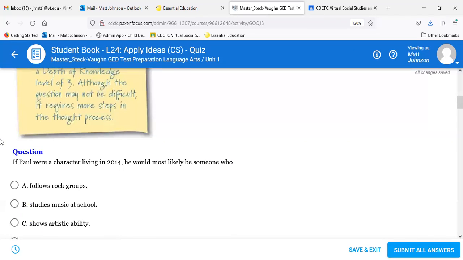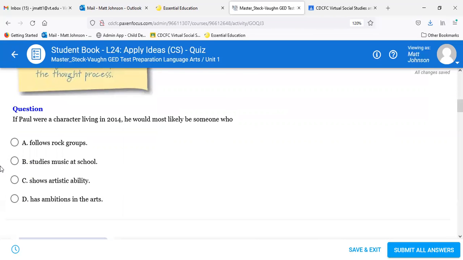All right, and for number 1, how about Tracy? Could you read question 1 for us? Yes. If Paul were a character living in 2014, he would more likely become someone who A. follows rock groups, B. studies music at school, C. shows artistic ability, D. has ambitions in the arts.